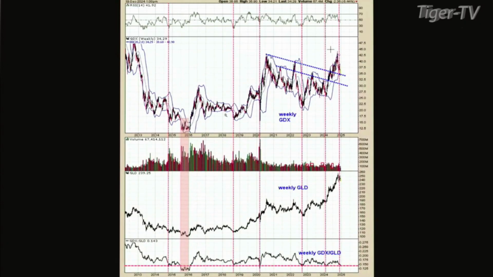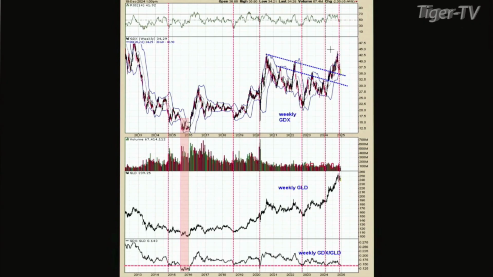All right, chart 5. This is a bottom window. This is a weekly GDX-GLD ratio, goes back to 2012. And I noticed here, I was doing some research, and every time this ratio got down to around the 0.14 area, which we're pretty much at, we're at 0.143 right now, every time it got in this vicinity, every time it got down, that was an intermediate term low.